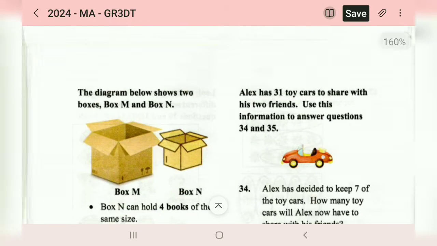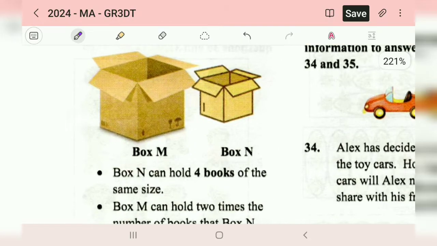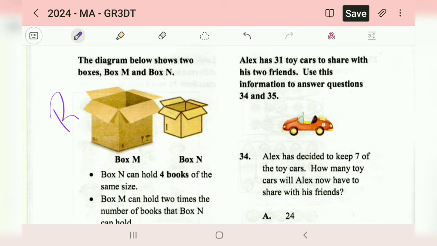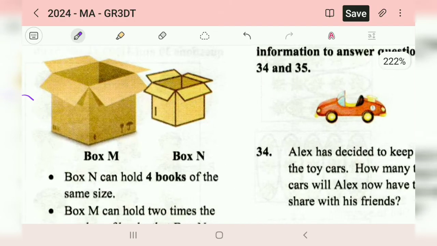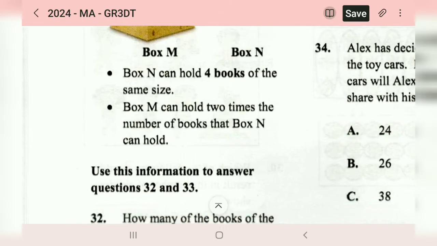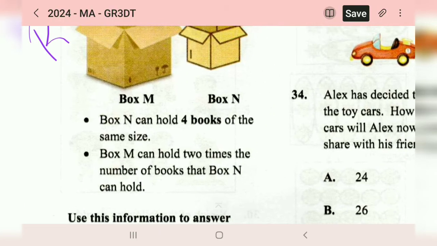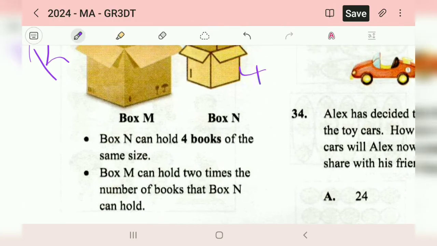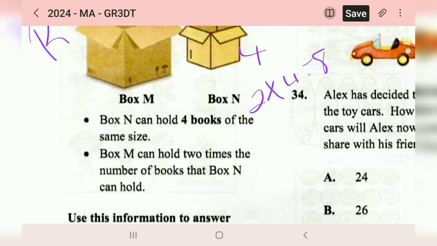Moving on to, this is a repeat. This one is a big R. Repeat. Alright? So it says use the boxes M and N. So box M and N, here they give us a little information about them. Box N can hold 4 books of the same size. Box M can hold 2 times the number of books that box N can hold. So if box N can hold 4, means that box M will be 2 times 4, which is 8. So let's see what they're asking us, because it says box M can hold 2 times the number of books that box N can hold.